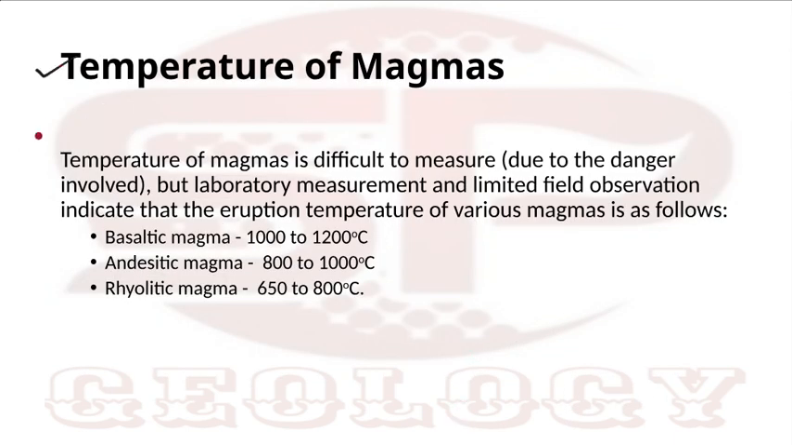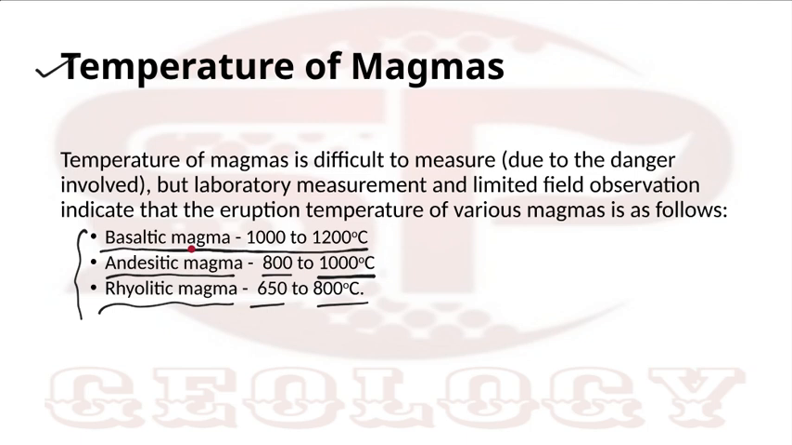So what is the temperature of magma? Among the three types of magma, basaltic magma is the hottest one. It has a temperature of 1000 to 1200 degrees centigrade, and andesitic magma has 800 to 1000 degrees centigrade. Then rhyolitic magma has a temperature of 650 to 800 degrees centigrade. Basaltic magma, obviously, has 1000 to 1200 degrees centigrade.